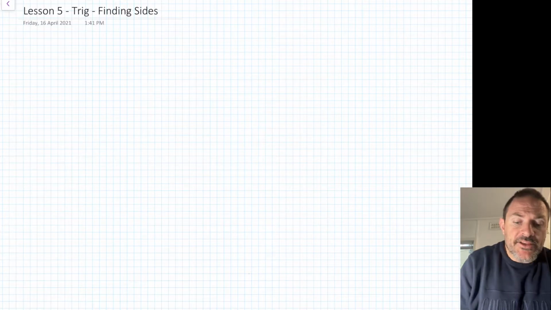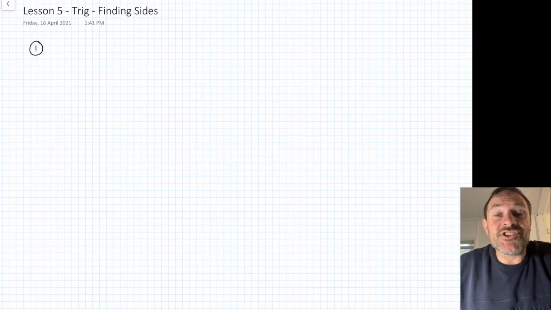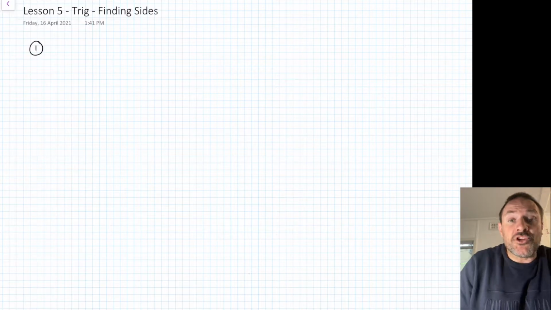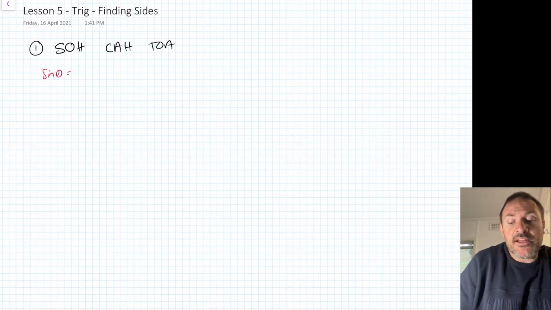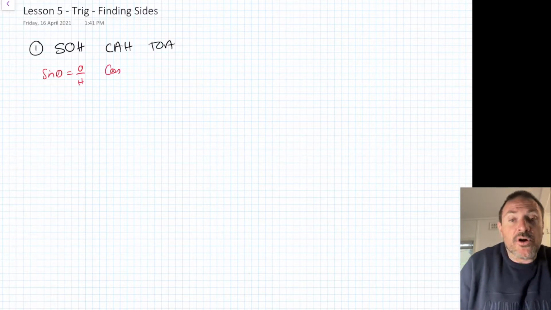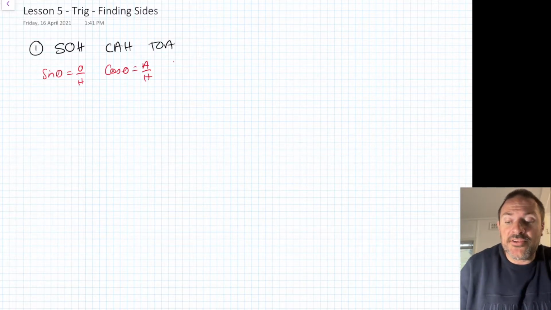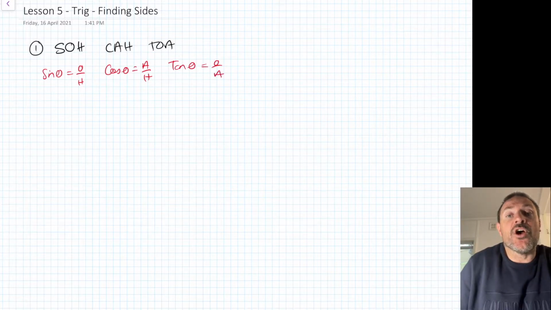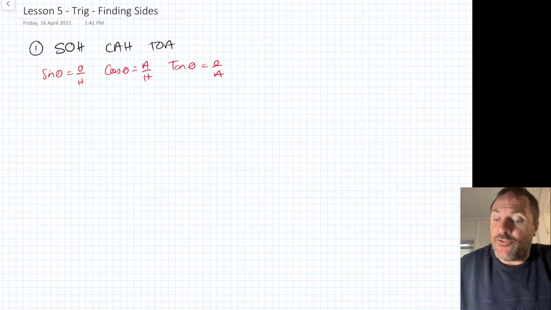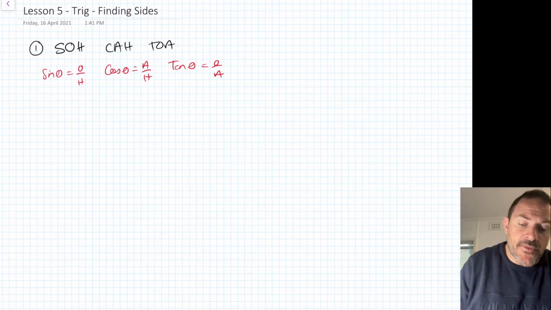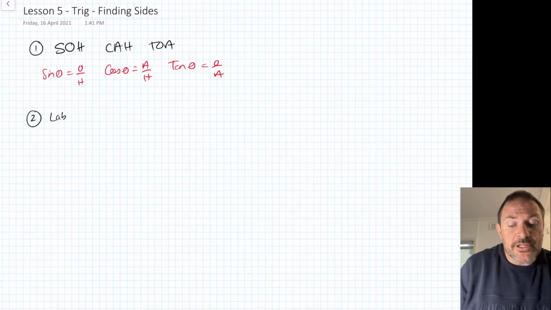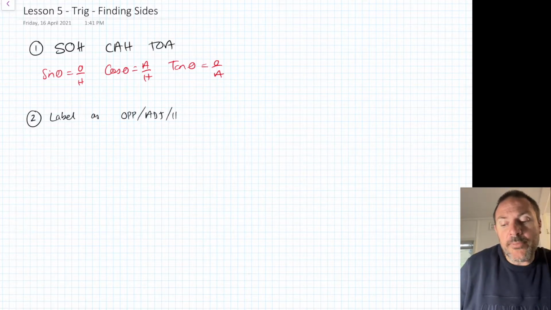Okay, first of all, let's do some review. Think about the things I asked you to learn last lesson. I asked you to learn the ratios, the rules. So that means SOH CAH TOA. Making sure, of course, that you know that sine theta is opposite over hypotenuse, cos theta is adjacent over hypotenuse, and tan theta is opposite over adjacent. That was the number one thing. If you don't know your rules there, don't rely upon the worksheet or the formula sheet, try and learn them. Number two, I wanted you to label sides as opposite, adjacent, or hypotenuse.